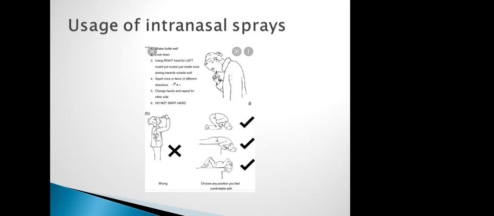Ask the patient to shake the bottle, then ask the patient to look down, keep the intranasal spray into the nostril, then direct the nozzle away from the nasal septum towards the eyelid, then use it 2 times, in 2 different directions. Ask the patient to breathe in like smelling a flower, then wait for 5 to 10 minutes, then change hands and repeat on the other side, and keep the spray closed.